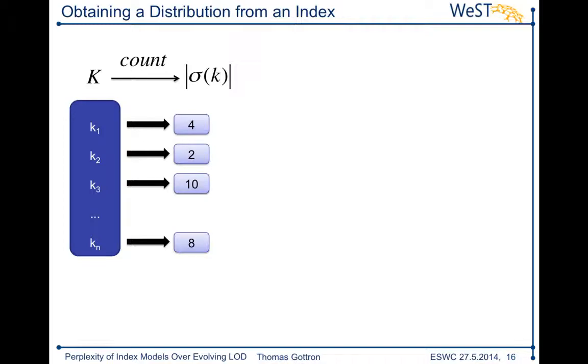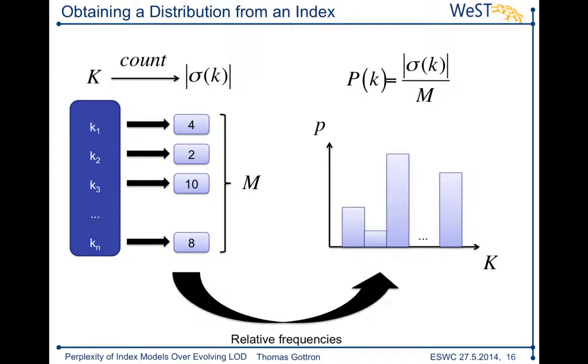So how many items have been associated with a key? If I know all these numbers, I can also sum them up so I get an idea of the total amount of items which have been indexed. And this allows me to use relative frequencies as a kind of maximum likelihood estimator for the probability of one specific key element by taking a look at how many data items are associated with that key and how many data items do I have in total in the index.